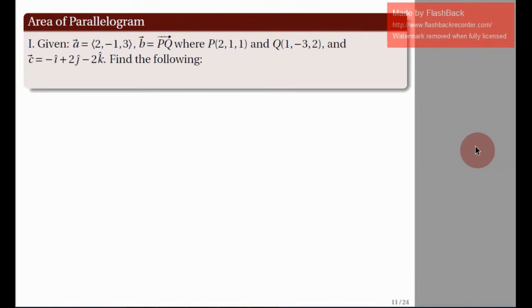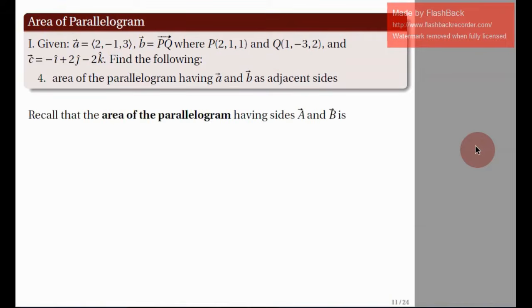Alright, so now we are in the last item for this first exercise. Again, we still have the same given. And lastly, we are to find the area of the parallelogram having vector A and vector B as adjacent sides. For this case, there is just a straightforward formula in looking for the area of the parallelogram having any two arbitrary vectors as its sides. And let's recall that formula.